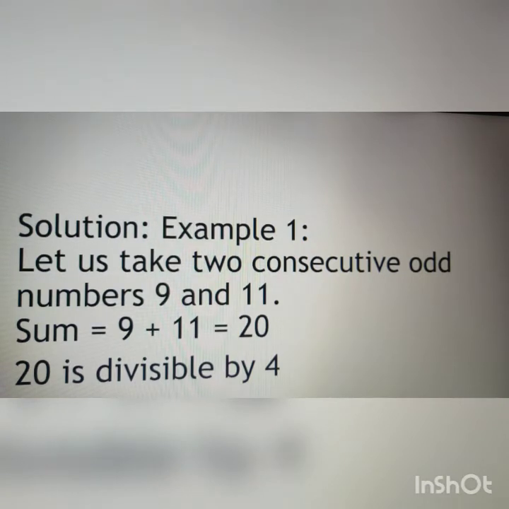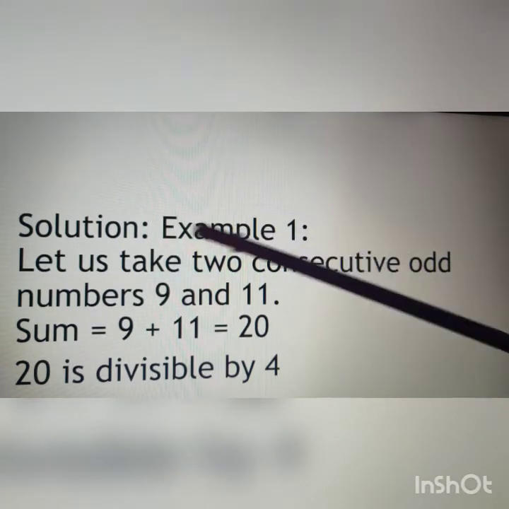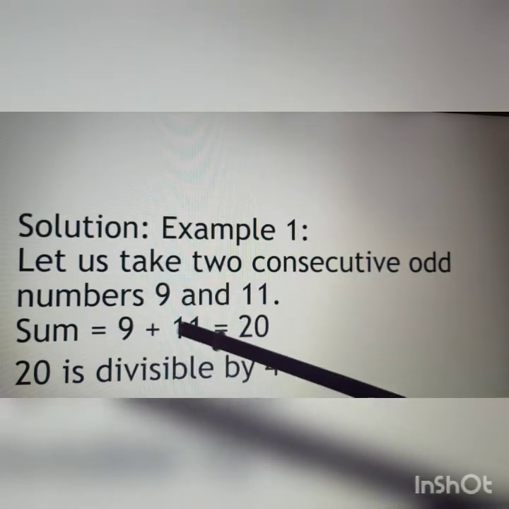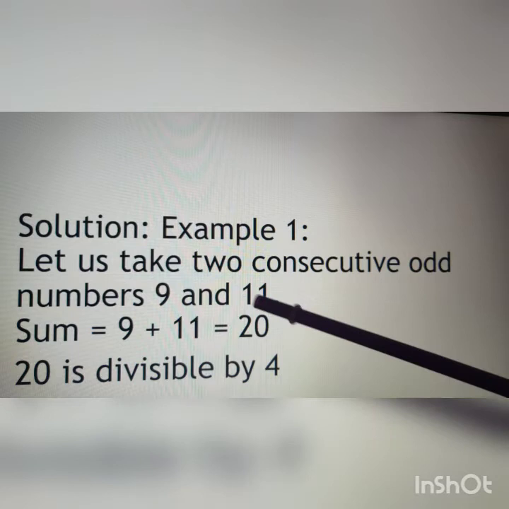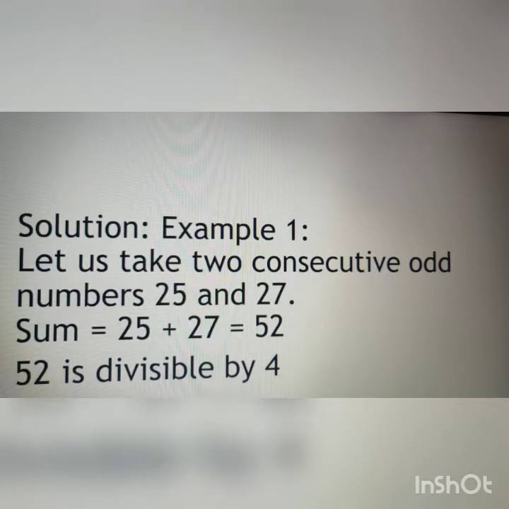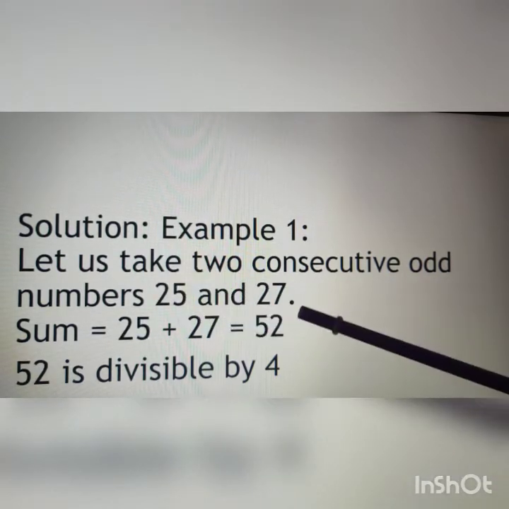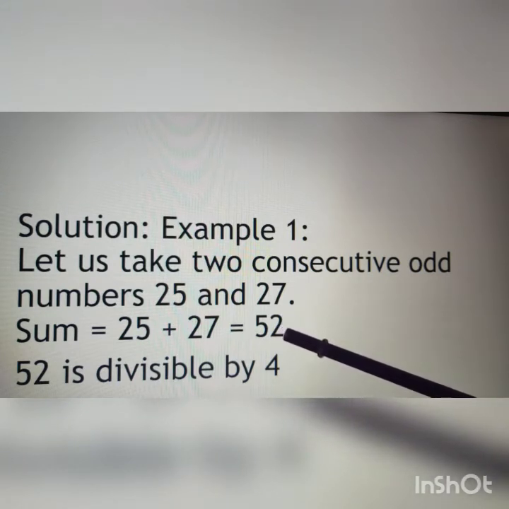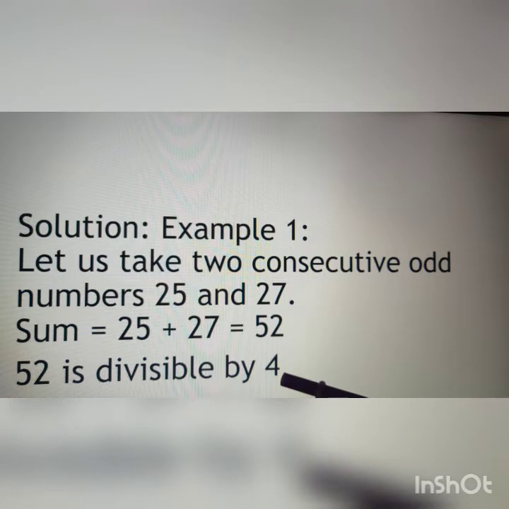Solution with example number 1. Let us take two consecutive odd numbers 9 and 11. Their sum is equal to 9 plus 11 is equal to 20, and we know 20 is divisible by 4. We will get quotient 5. Similarly, another example: 25 and 27, they are two consecutive odd numbers and their sum is 52 and 52 is divisible by 4.